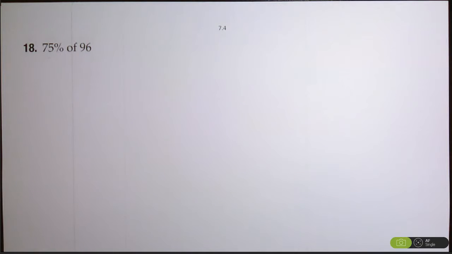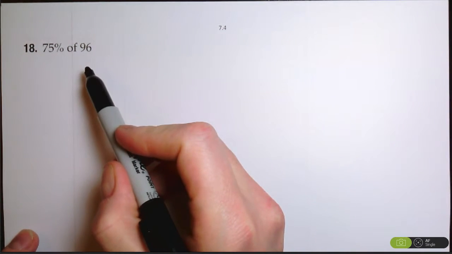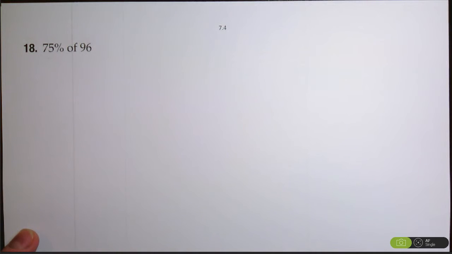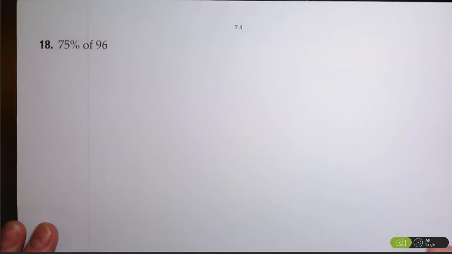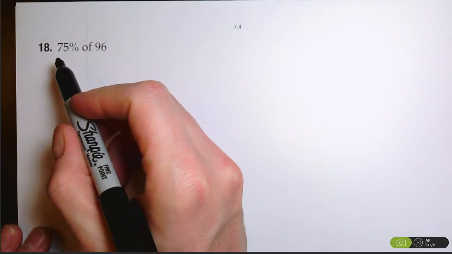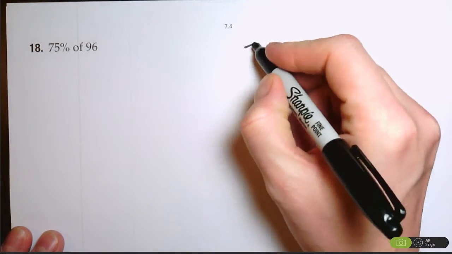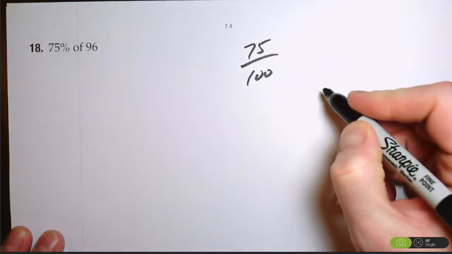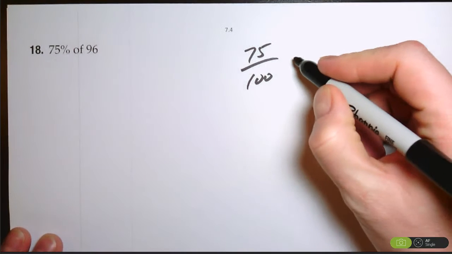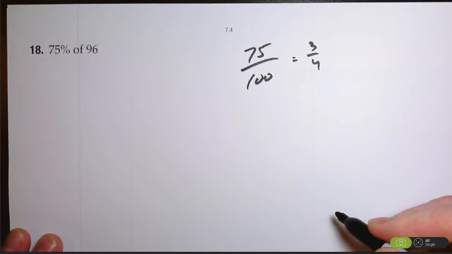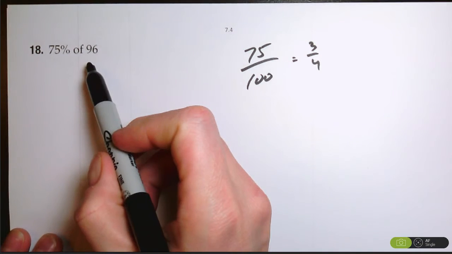Okay, so here are some extra examples for section 7.4 in pre-algebra. So I'm supposed to find 75% of 96. The quickest way to do this is to recognize, hey, 75%, that's quarters. If you do 75 over 100, think of it as a fraction. That's really 3 quarters.